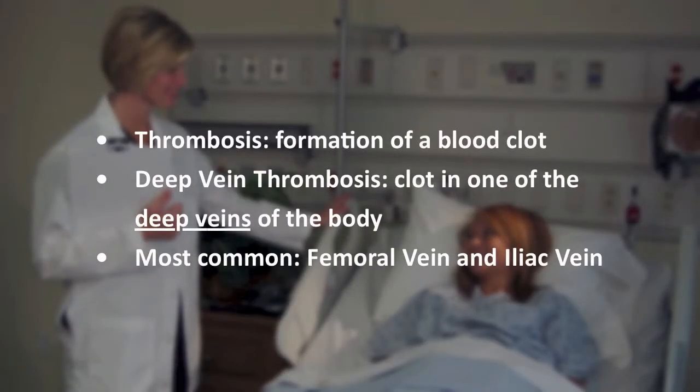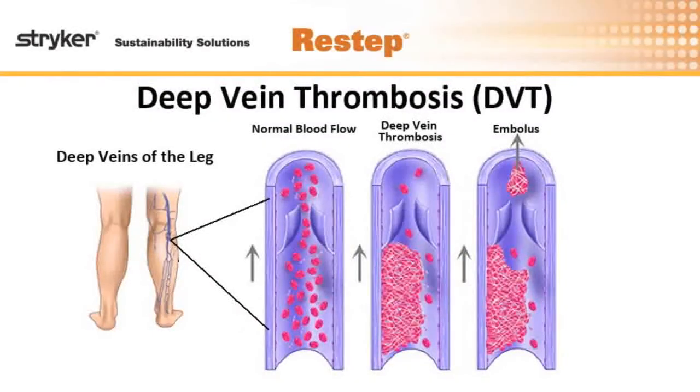A thrombosis is the formation of a clot. A DVT, or deep vein thrombosis, is a clot located in one of the deep veins of the body. The deep veins most commonly affected by clots are the femoral vein, located in the thigh, and the iliac vein, located in the flank region.